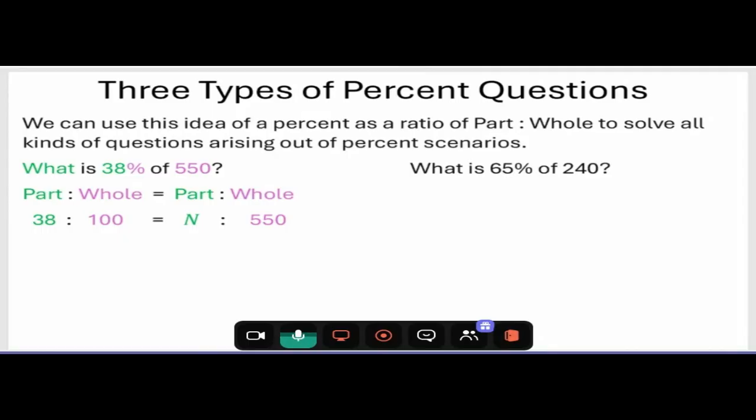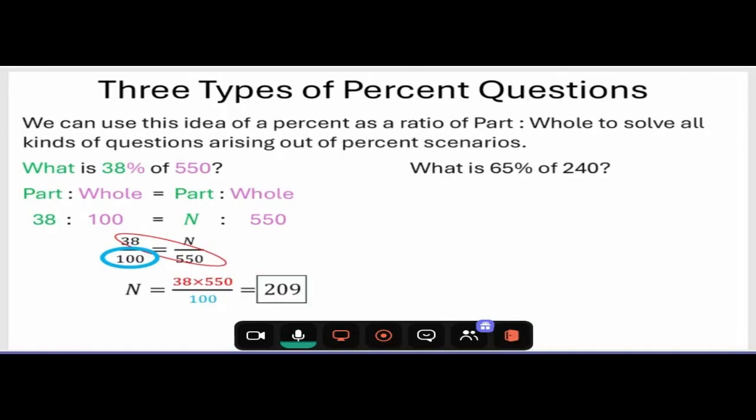Now that we've set that ratio up, we can just go back to what we did in our last lesson, where we turn it into fractions, and we use our shortcut method to solve. Grab the cross product and divide by the other number. 38 times 550 divided by 100, and you get 209. So 209 out of 550 is the same as 38%, is the same as 38 out of 100.